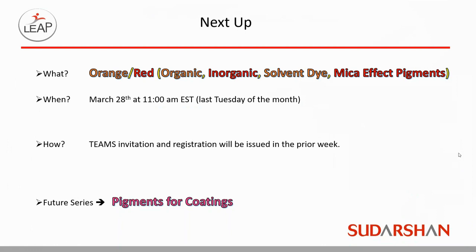Next up, next month, we will continue this theme. We're going to take a look at the orange and red space in this same type of idea. Interestingly enough, this will also be the March 28th at 11 o'clock, which is always the last Tuesday of the month. So take a look for that invitation and registration about a week ahead. And then in April, we will finish out our application areas with taking a look at pigments for coatings area.